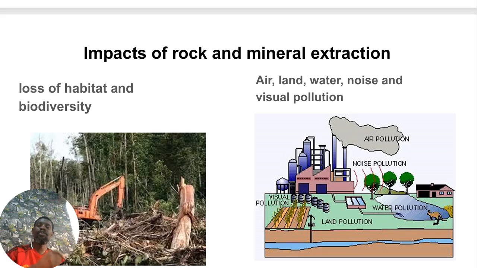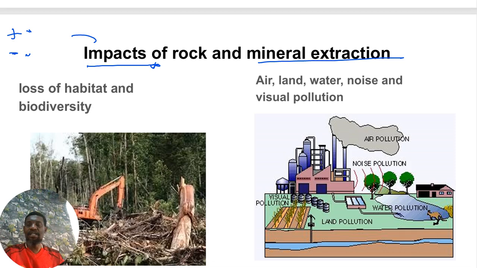So that's it. Next, before the last one, this 1.2 is quite bulky. We need to also look at the impact of rock and mineral extraction. Impact here can be positive and also negative. Anytime you hear impact, it includes both positive and negative impact of extracting rock and minerals.